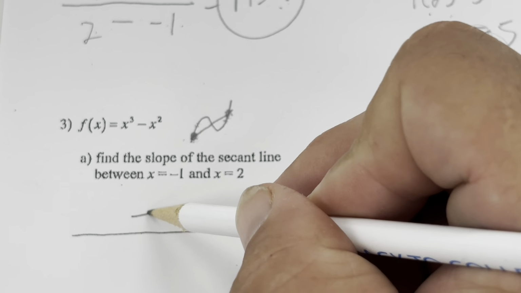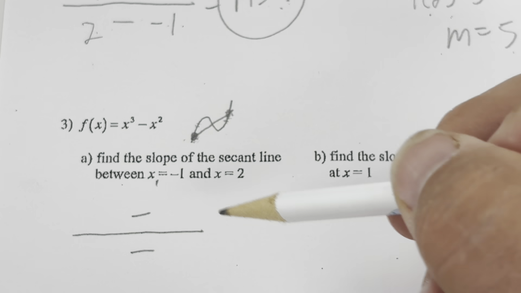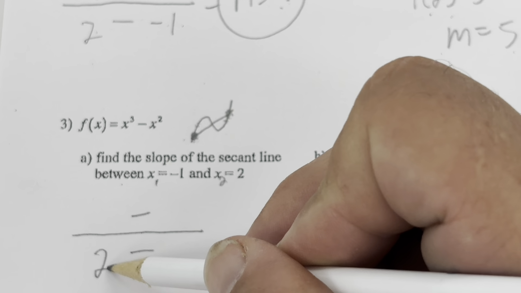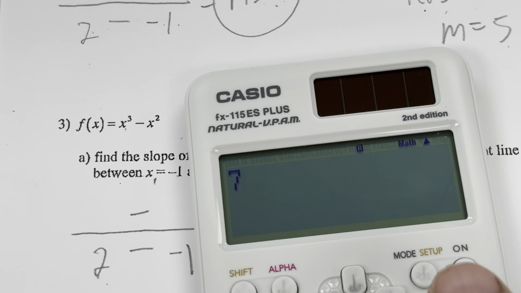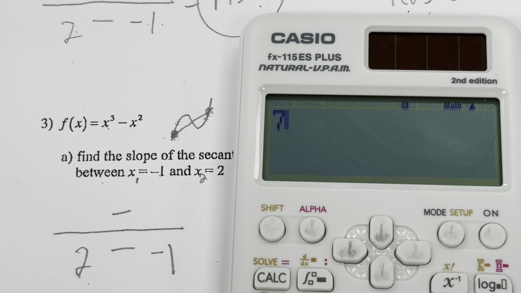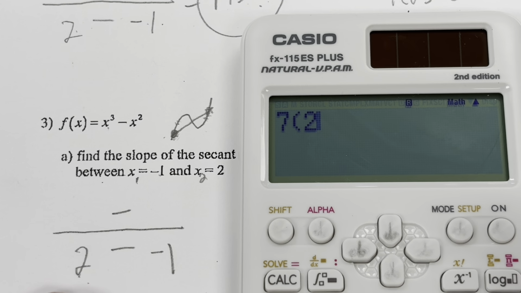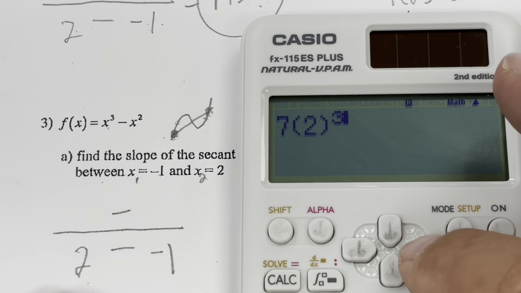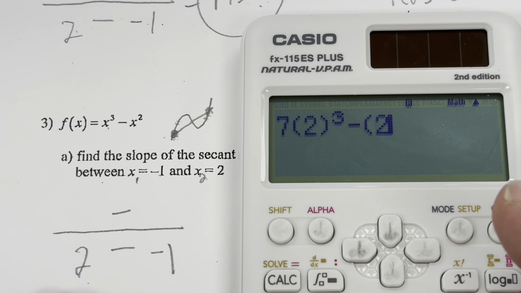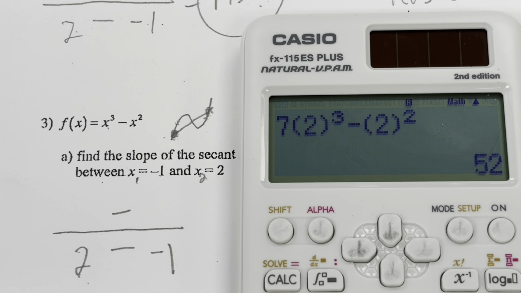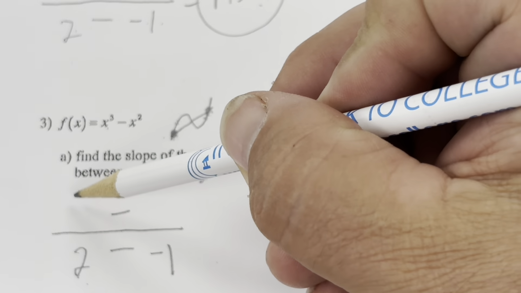So what we're going to do is we're going to set up the slope template. This is my x sub 1 and this is my x sub 2. So I'm going to put the 2 down here on the left, the -1 over here. We're going to plug that 2 into the original equation. So we're going to need to use the x box key. So parentheses 2, we're plugging in 2. And we're going to cube it by hitting the x box. Minus parentheses 2 again, squared. So at 2, it's 52. So on the top left, I need to put a 52.